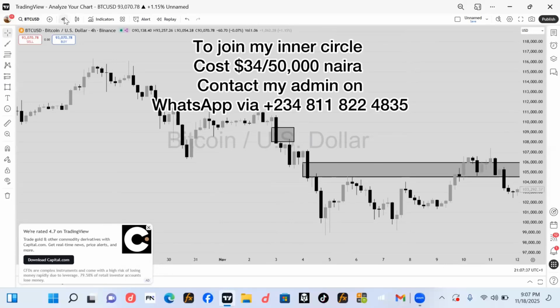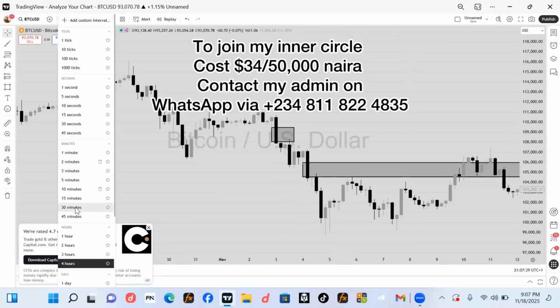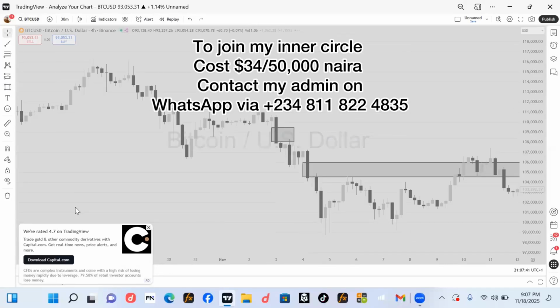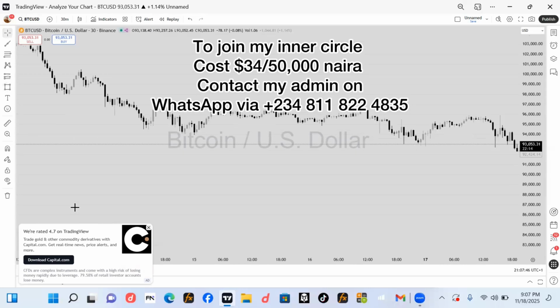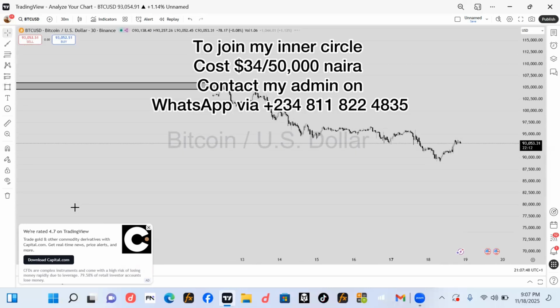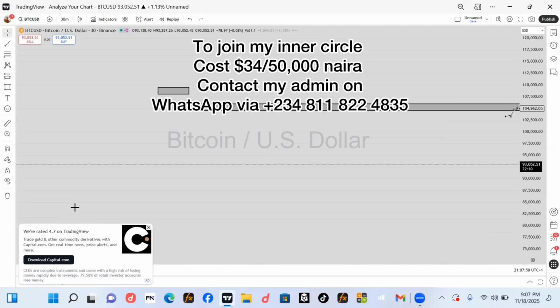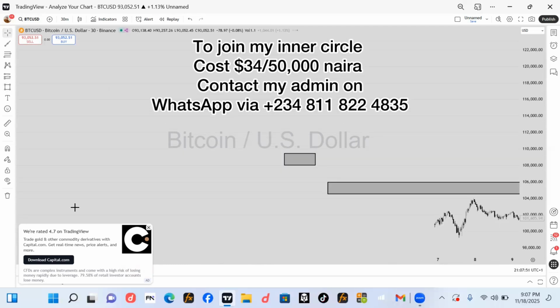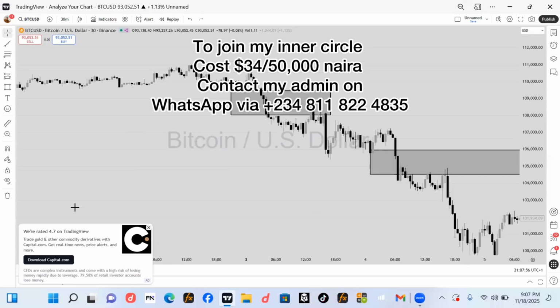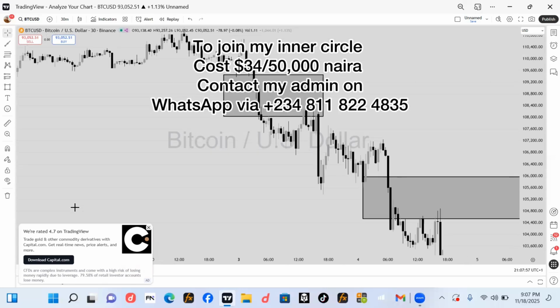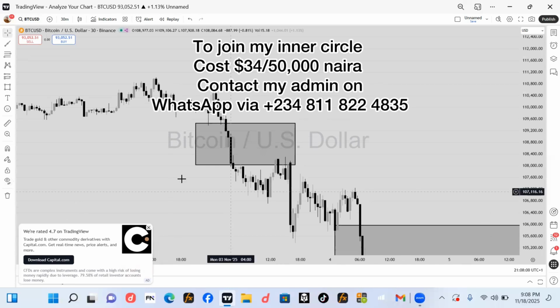Go to the 30 minutes time frame to see if it's actually a valid fair value gap. So let's see if it's a valid fair value gap. Okay. Now you see it here. There's the fair value gap in between here, fair value gap here, and the market retraced back to this zone here.